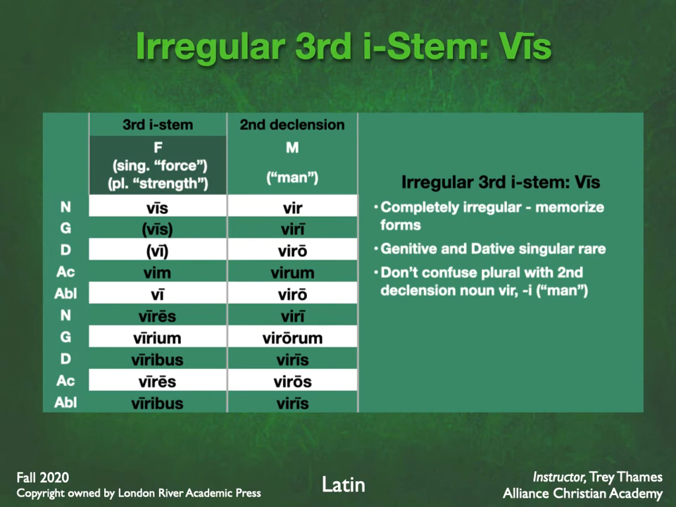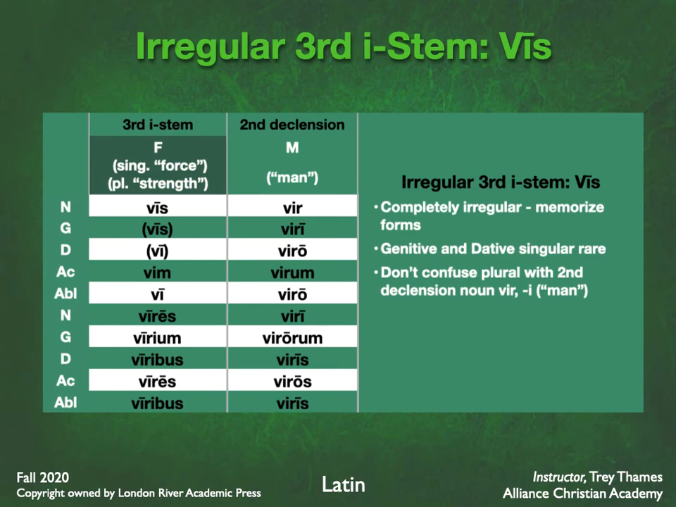That you can see, especially in the plural, they look a lot alike. Vir has a form for both of these, and you've got to be real careful. But if it has second declension endings like e, orum, is, os, it's second declension and it means man. If it's got third declension endings like s, eum, ibus, then it's a third declension i-stem word, and it means force in the singular and strength in the plural. Let me say that right.